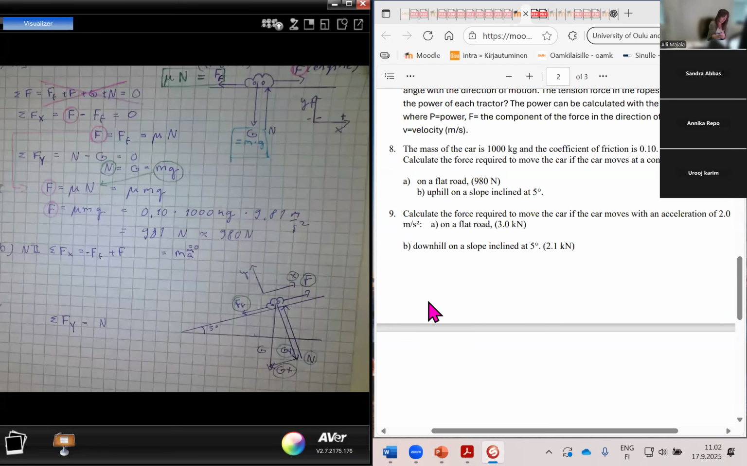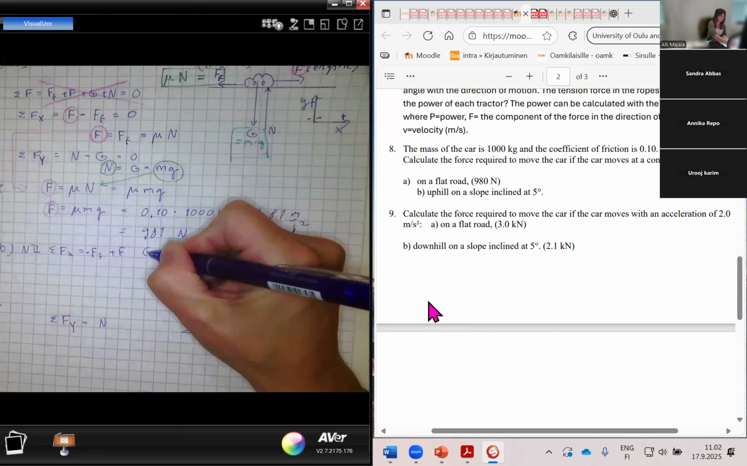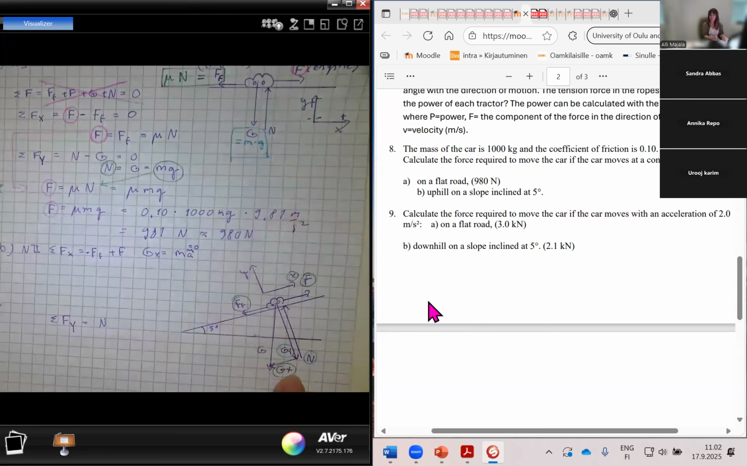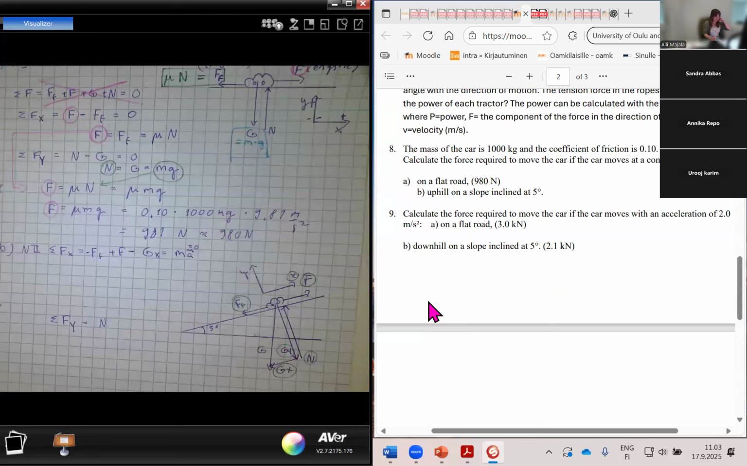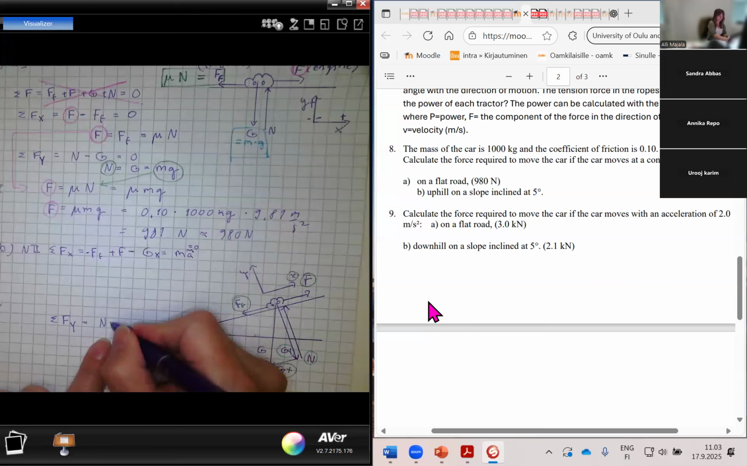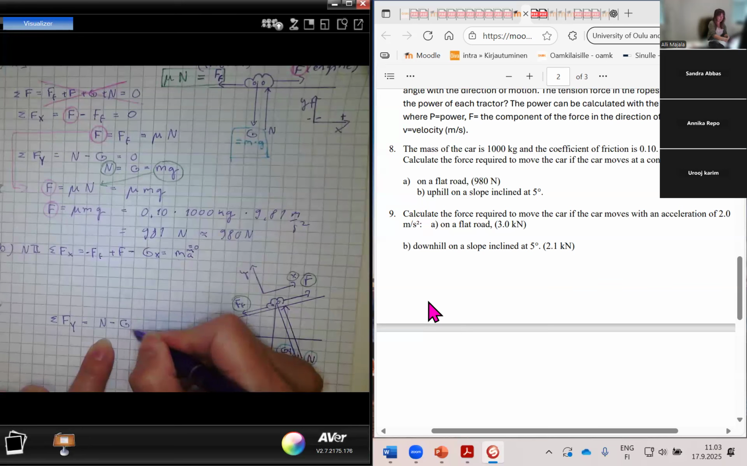Which direction is this now? What kind of sign has it? If I put it there, what kind of sign do I add? Is the little arrow positive or negative? Negative, yes. Negative there. And then there is the N upwards, and of course this G y downwards.